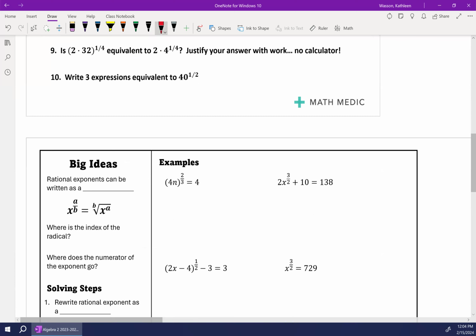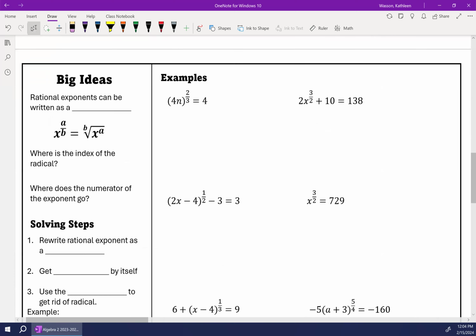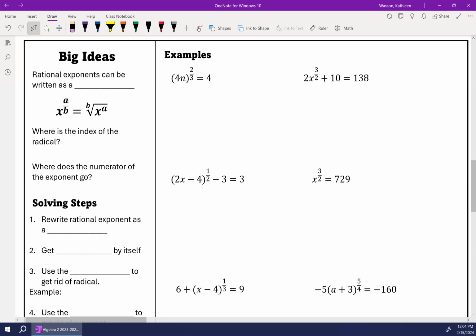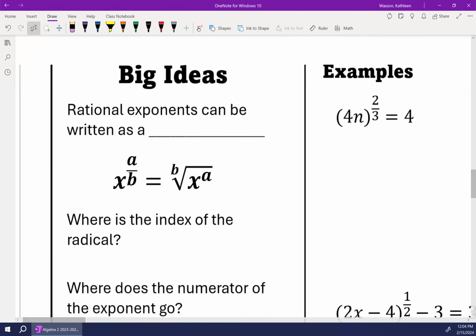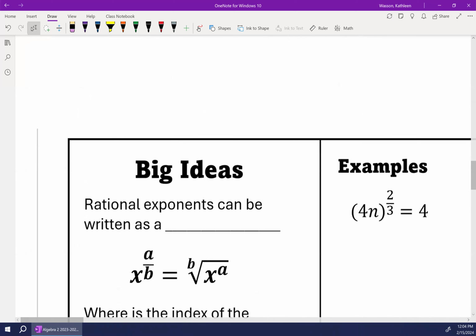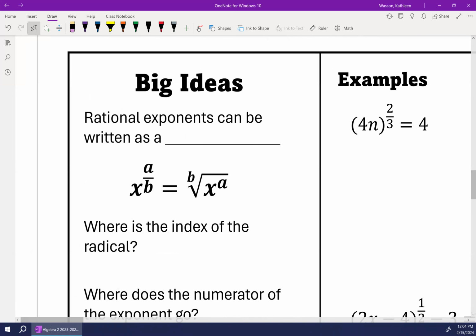We go through these and find that relationship, and then we do these notes, where the big idea is that rational exponents can be written as a radical expression. And again, rational is the class of numbers that can be written as a fraction. And it works like this.